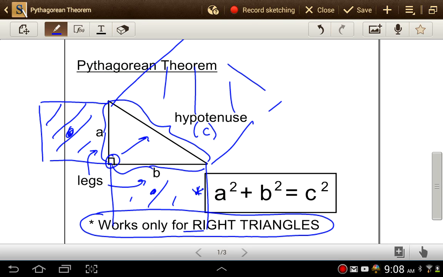A squared plus B squared equals C squared. A and B represent the legs, the two sides that create the 90-degree angle. C represents the hypotenuse, the side opposite the 90-degree angle. Make sure you write down all those parts. If you need to pause, go ahead. Otherwise, I'll be moving on to my example.